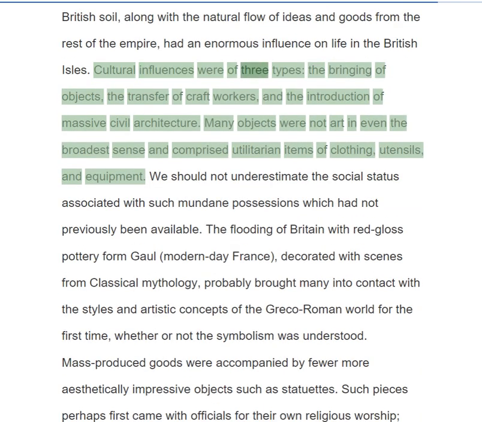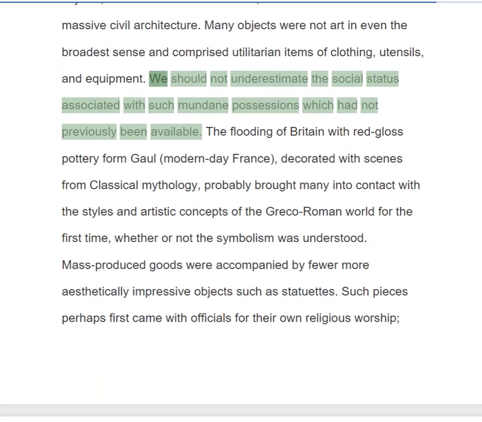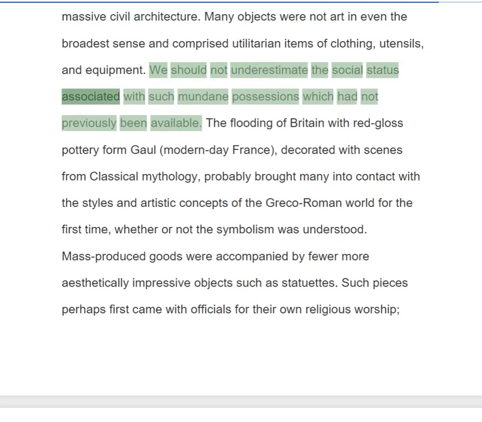Cultural influences were of 3 types: the bringing of objects, the transfer of craft workers, and the introduction of massive civil architecture. Many objects were not art in even the broadest sense and comprised utilitarian items of clothing, utensils, and equipment. We should not underestimate the social status associated with such mundane possessions which had not previously been available.